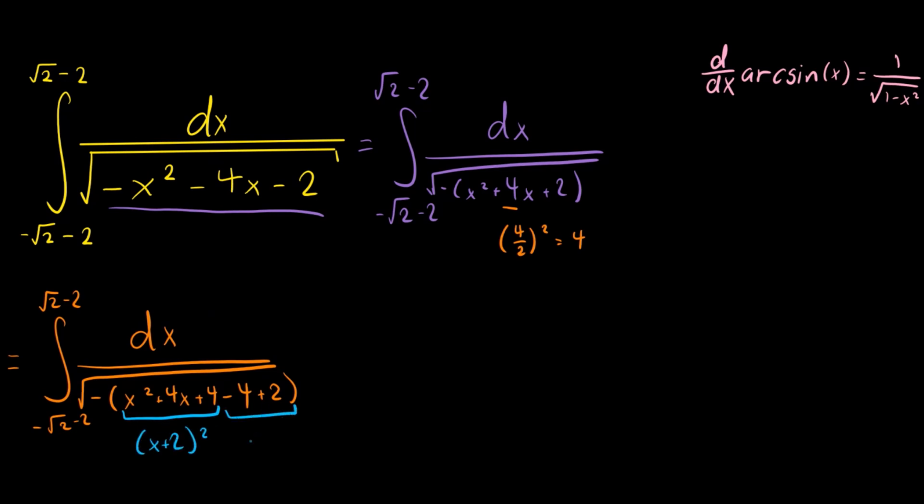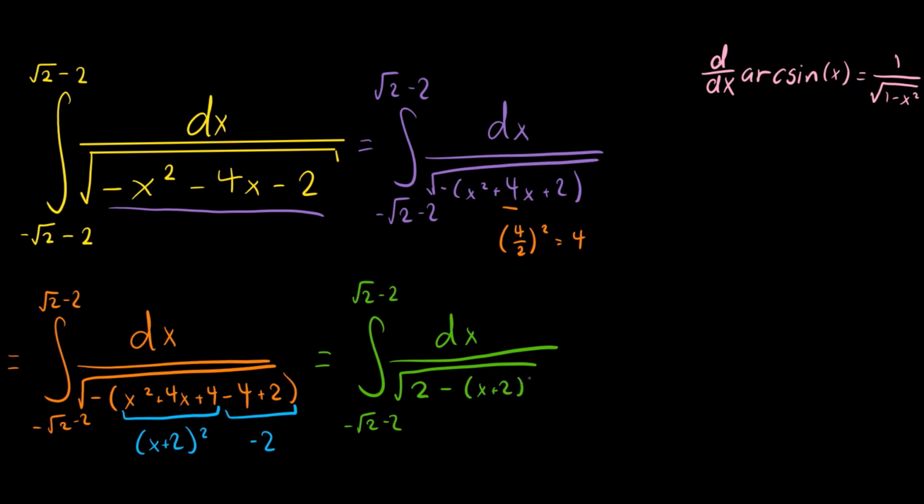And this right here is going to be negative 2. And remember though, that we're negating everything. We're taking the negative of everything. So that means that if we rewrite this integral, we will have the integral from negative square root of 2 minus 2 to positive square root of 2 minus 2. And then we'll have a dx in the numerator. That'll be divided by the square root of. So negating the negative 2, we get positive 2. Negating the x plus 2 squared, we get minus x plus 2 squared.